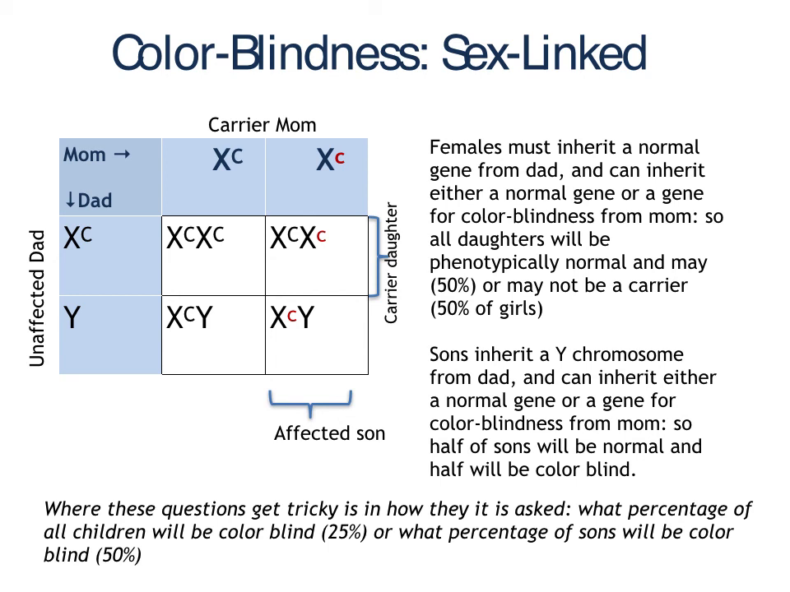Do you see that? You only have two options for son. One will be the Y chromosome with the normal X, and one will be the Y chromosome with the abnormal X chromosome inherited from Mom. So 50% of the sons, 25% of all children, in which case you're considering both sexes. There's another way that this question can be tricky, so let's look at that too.